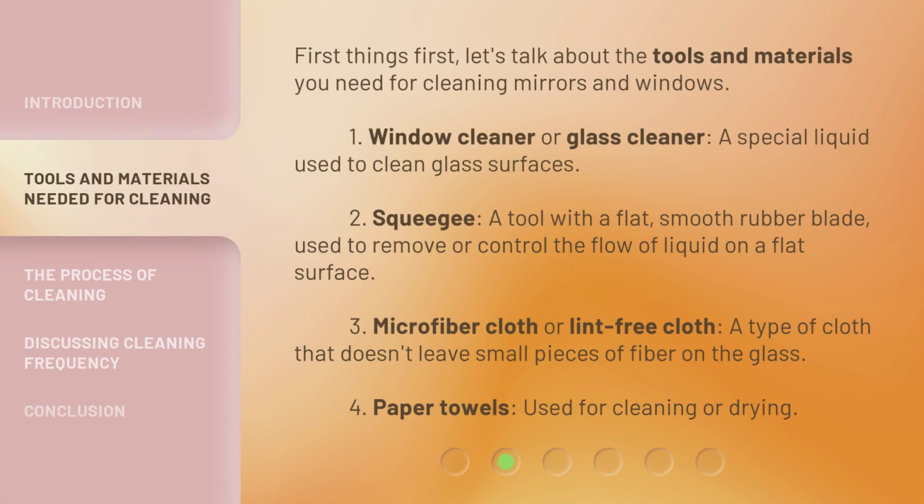First things first, let's talk about the tools and materials you need for cleaning mirrors and windows. 1. Window cleaner or glass cleaner, a special liquid used to clean glass surfaces. 2. Squeegee, a tool with a flat, smooth rubber blade, used to remove or control the flow of liquid on a flat surface. 3. Microfiber cloth or lint-free cloth, a type of cloth that doesn't leave small pieces of fiber on the glass. 4. Paper towels, used for cleaning or drying.